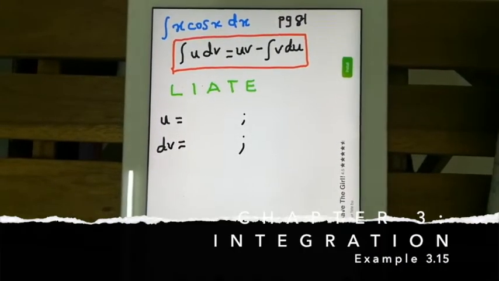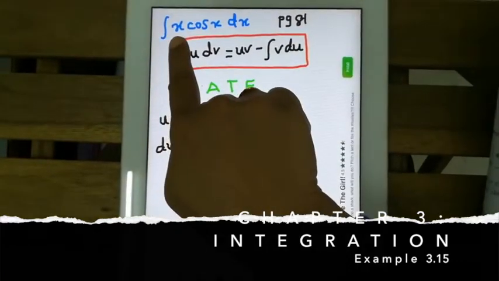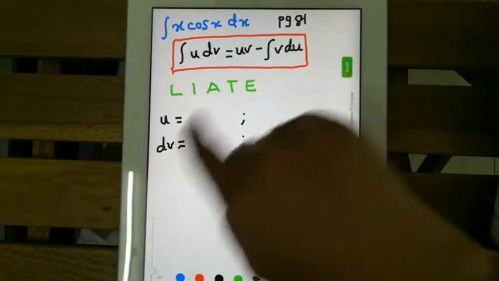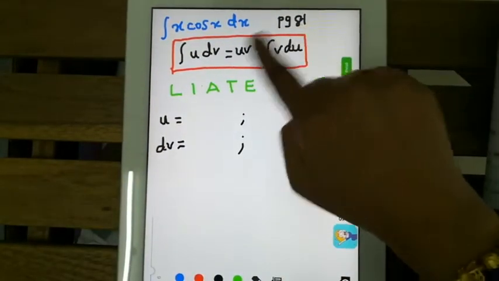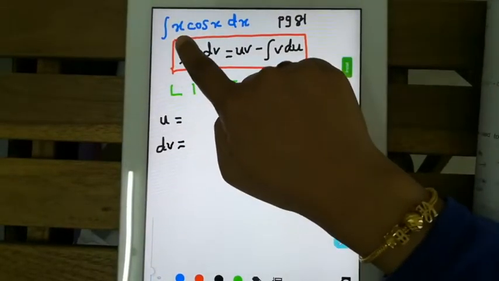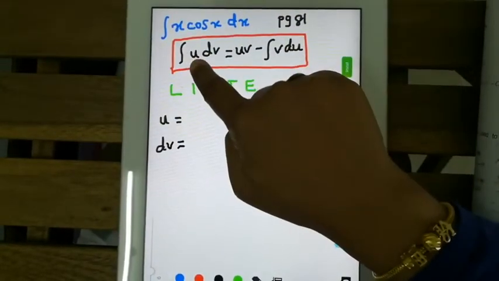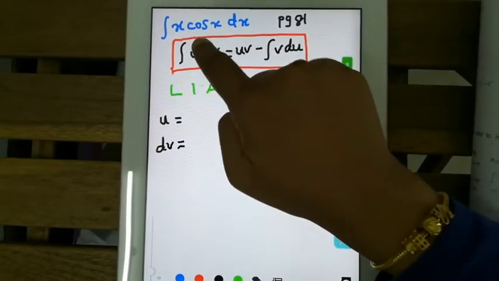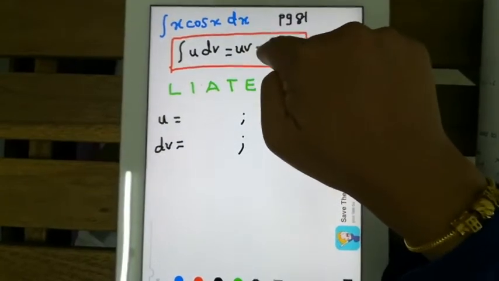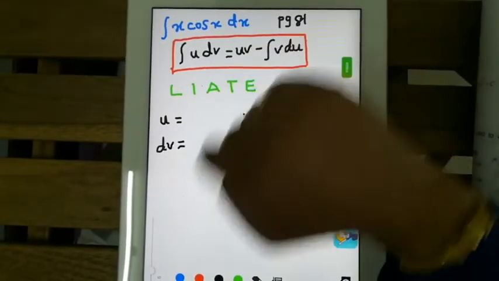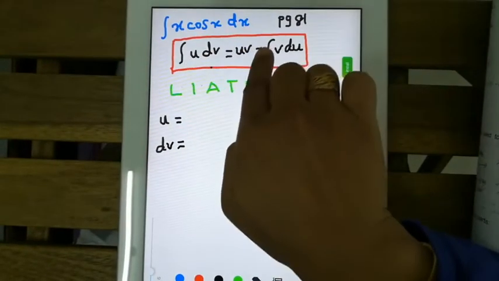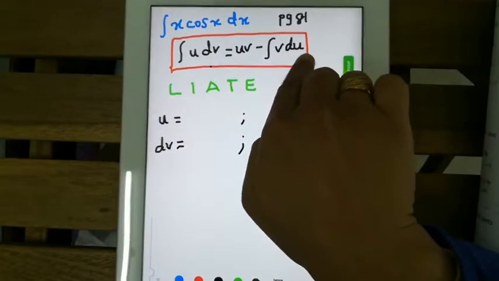So example 3.15 is you need to evaluate the integration of x cos x dx. You can refer to page 81. We already learned how to get the integration by parts formula, which is this one. You need to remember it because it will not be given during the final examination. The integration of u dv is equal to uv minus the integral of v du.